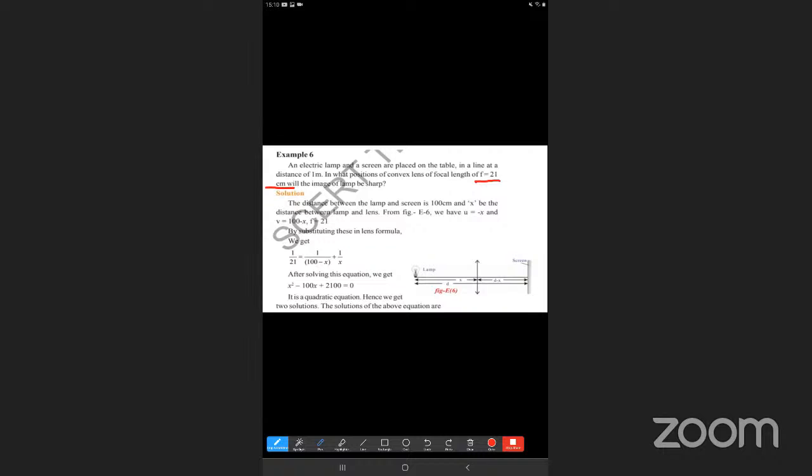Here the distance between the lamp and screen is 100 centimeters, and x is the distance between the lamp and the lens. This is a convex lens. So we have u equals minus x, v equals 100 minus x, and f equals 21.